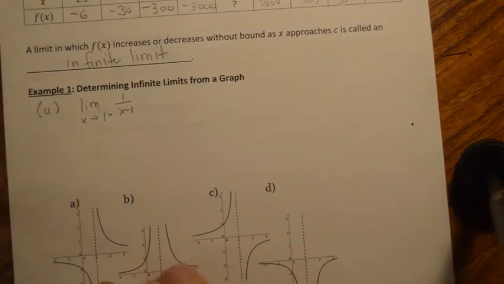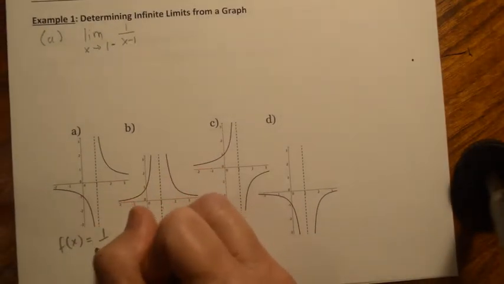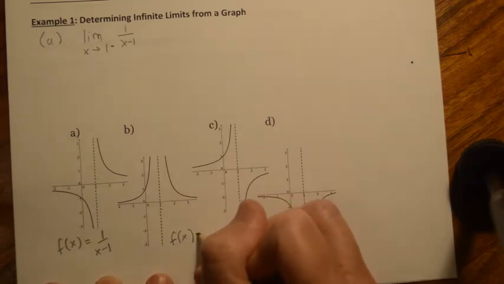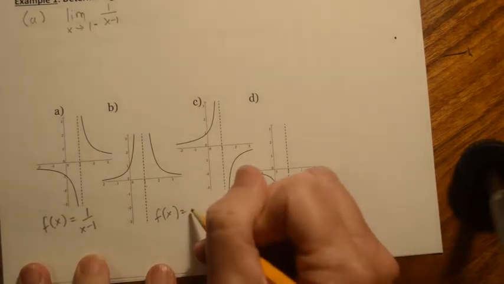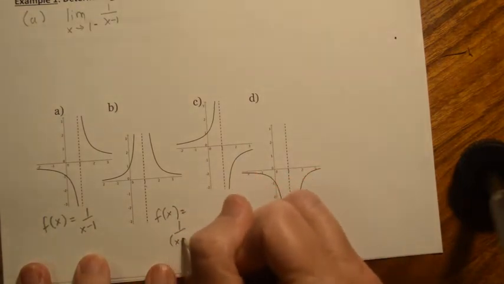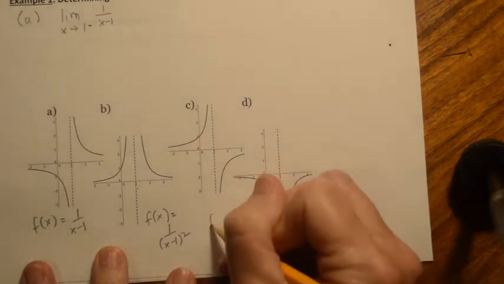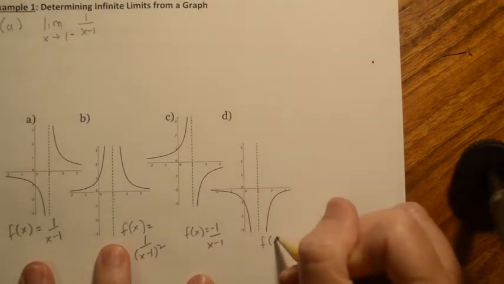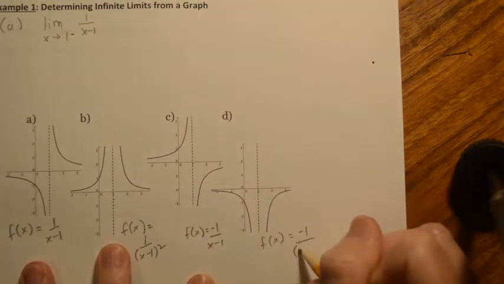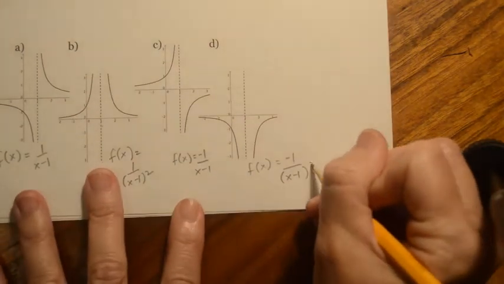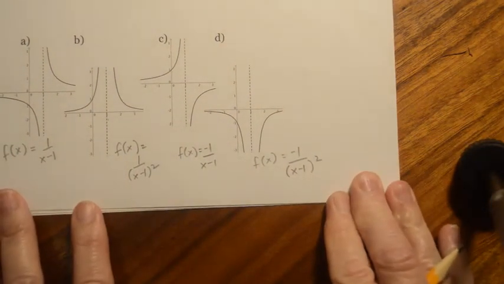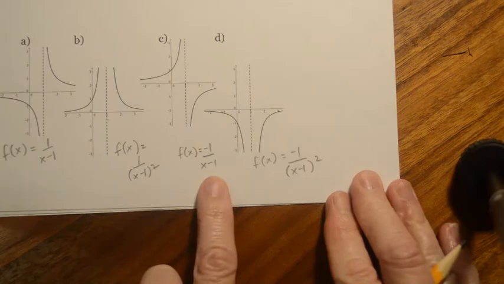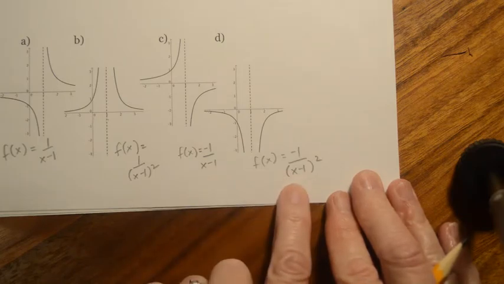And here our function is 1 over x minus 1. I should write that down here. This is f of x equals 1 over x minus 1. I didn't include those because it was going to be too much of a pain from a typing standpoint. This is f of x equals 1 over x minus 1 squared. This is f of x equals -1 over x minus 1. And this is f of x equals -1 over x minus 1 squared. Sorry, I hope you can see these. All right, so 1 over x minus 1, 1 over x minus 1 quantity squared, -1 over x minus 1, and -1 over x minus 1 quantity squared.